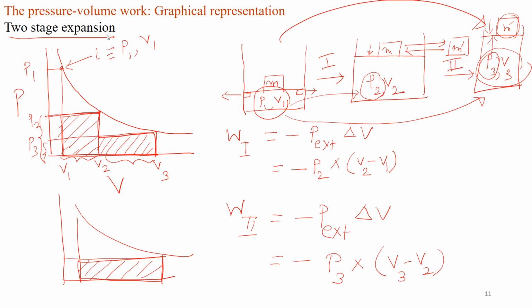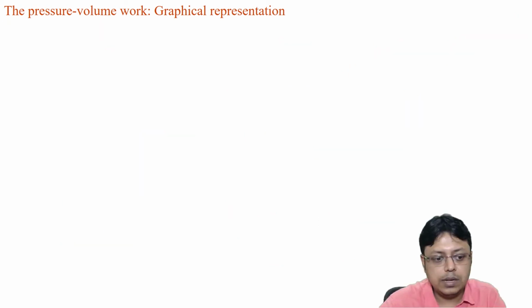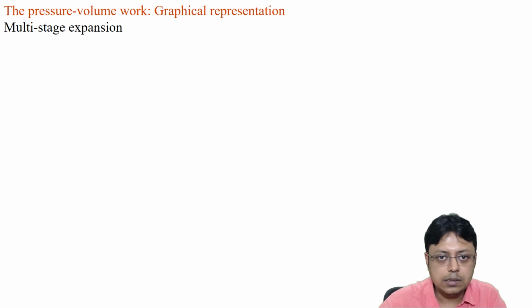Now let us see how much work we can get at maximum, or what is the maximum amount of work that the system can produce. In this case, of course, the hint is we'll make the number of steps as large as possible. Now let us see what we mean by that.